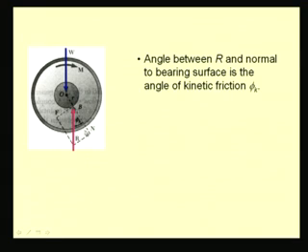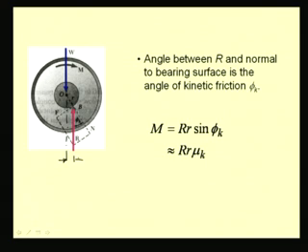The angle between R and the normal, as we have seen, is phi k, and so we can write the moment caused by this resultant R as R times small r, which is the radius of the axle, times sin phi k, which is nothing but the horizontal distance of displacement of this point of contact B. So, this distance is r sin phi k.